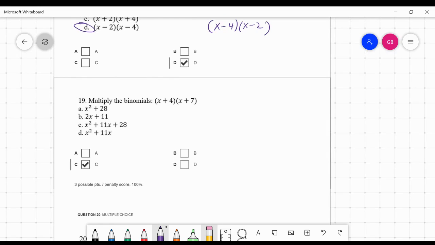19, we're going to multiply the binomials. To multiply these, we're going to use FOIL. So first, x times x is x squared. Then x times 7 is 7x. And then that's outer, then inner is 4 times x. And then last, 4 times 7. And then we could combine like terms, the 2 in the middle. So we have x squared plus 11x plus 28. So that's C.